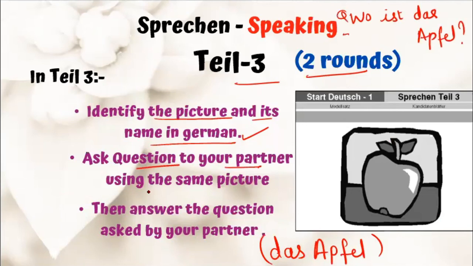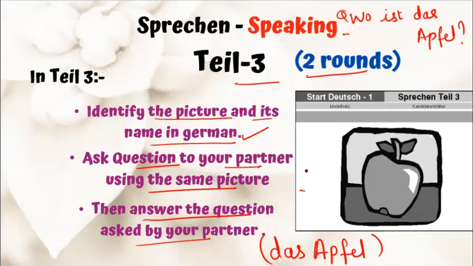Okay, ask a question to your partner using the same picture and then answer the question asked by your partner. Your partner will have another picture. He will have to frame the particular question and ask you. It's not that you are answering questions only on this picture. There are a lot of pictures, a lot of cue cards, and a lot of images. So your partner will see a picture and ask you a question. You have to answer that, and you have to answer for this apple, for this image.